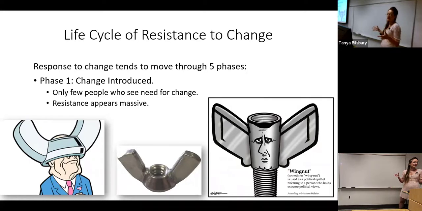Most people might perceive the change agent to be some kind of wingnut. And do you understand the etymology of this? Like, why is somebody with extreme views called a wingnut?